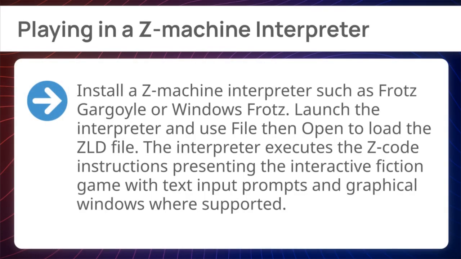Install a Z machine interpreter such as Frotz, Gargoyle, or Windows Frotz. Launch the interpreter and use File then Open to load the ZLD file. The interpreter executes the Z-code instructions, presenting the interactive fiction game with text input prompts and graphical windows where supported.